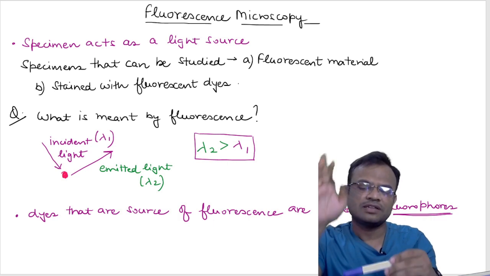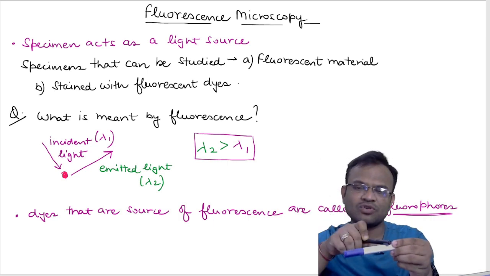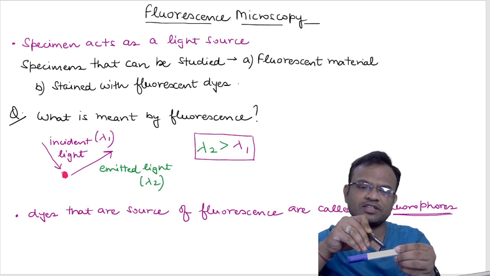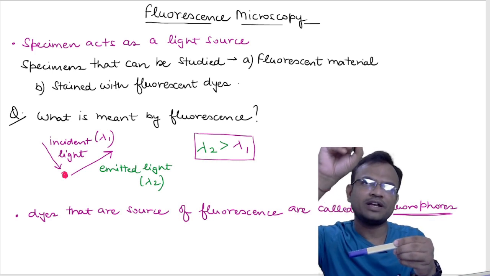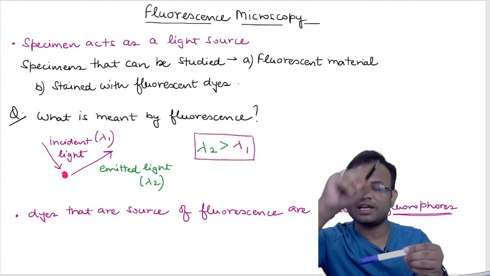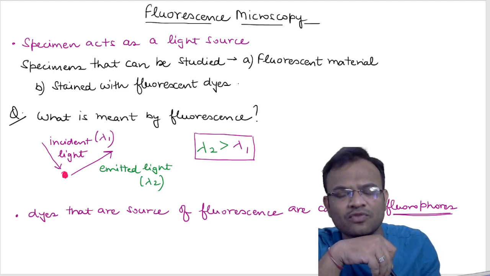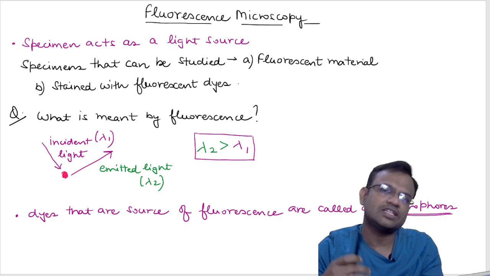Firstly, what happened is the photons struck over here, then the electrons present in this material went up into the higher orbital, and from the higher orbital, when these electrons come down, they tend to emit energy in the form of fluorescence. This is called fluorescence.